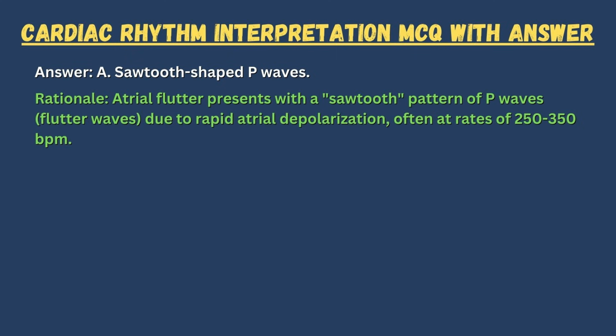Answer: A. Sawtooth-shaped P waves. Rationale: atrial flutter presents with a sawtooth pattern of P waves, flutter waves, due to rapid atrial depolarization, often at rates of 250 to 350 BPM.